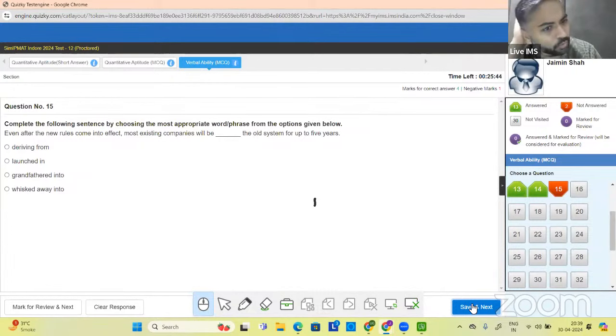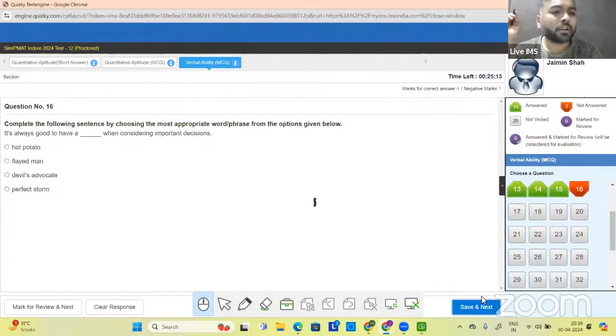Even after new rules come into effect, most existing companies will be dash the old system for 5 years. Deriving from the old system, no. Launched in the old system, no. Grandfathered into the old system, grandfathered. Okay, that's fine.